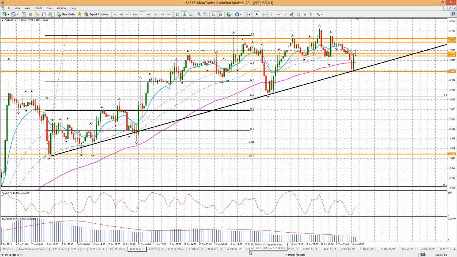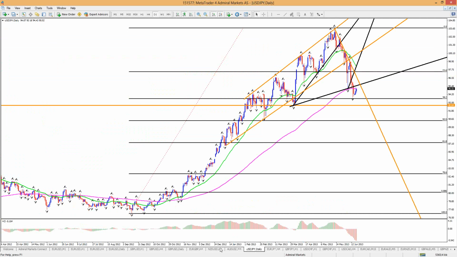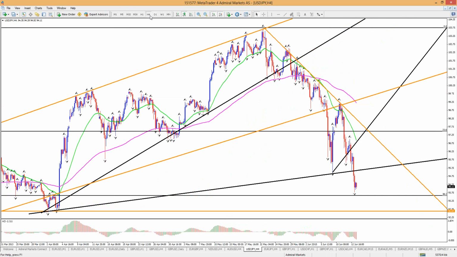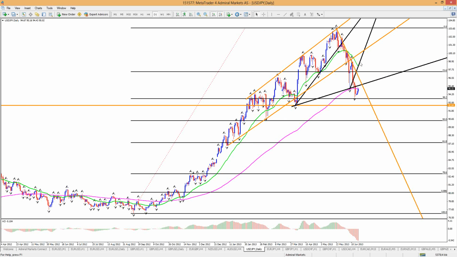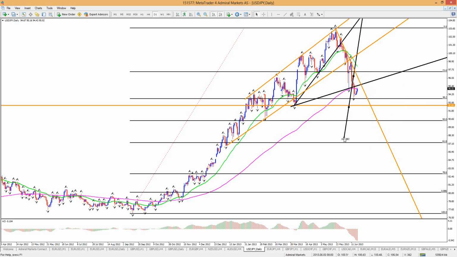The Swissy. No, sorry, it's the yen. Okay, first the yen then. Yeah, we have still old trend lines from the rising wedge and uptrend channel. We broke that already, a long time ago.